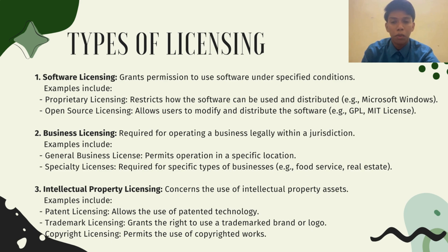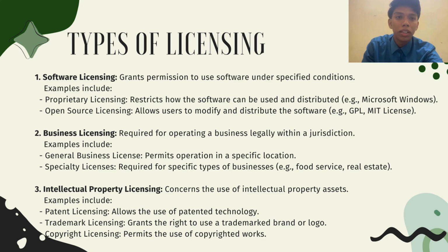I will explain about types of licensing. For the first one is software licensing. It grants permission to use software under specified conditions. Examples include proprietary licensing, which restricts how the software can be used and distributed, for example, Microsoft Windows. Open source licensing allows users to modify and distribute the software, like GPL or MIT license.